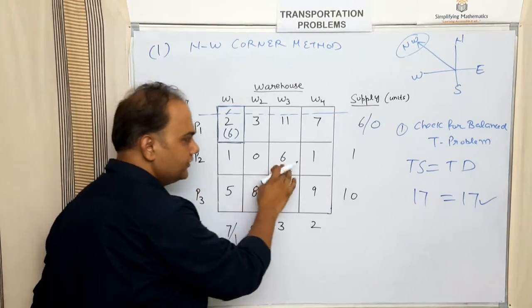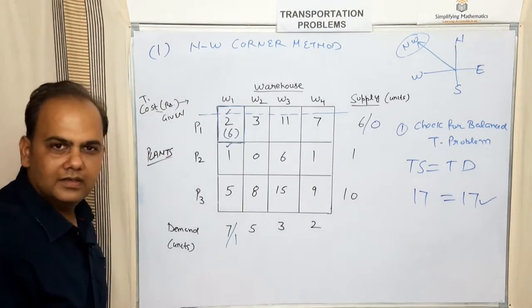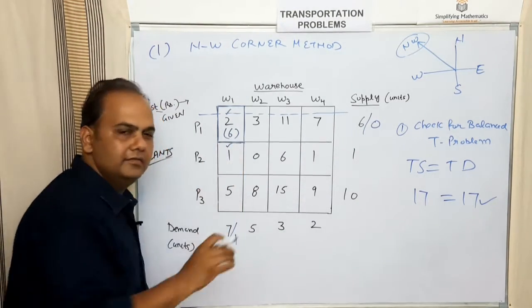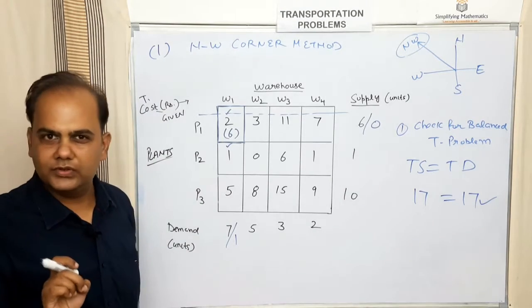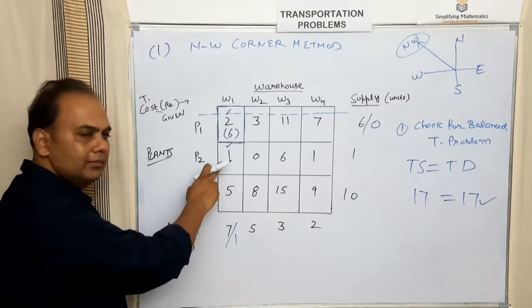So which is the northwest value in all these cells? This is the value 1. So it means this is the place where you have to put the number of units. Now how many units do we have to put? That will be the minimum of supply and demand.